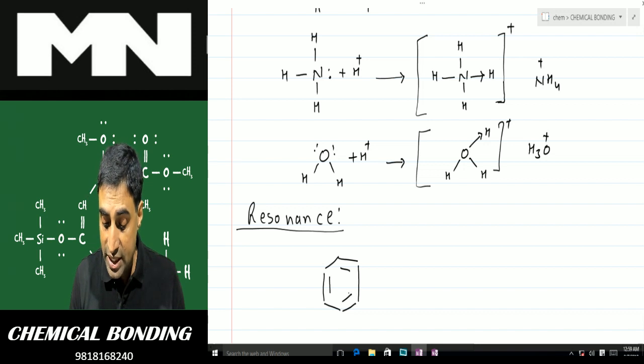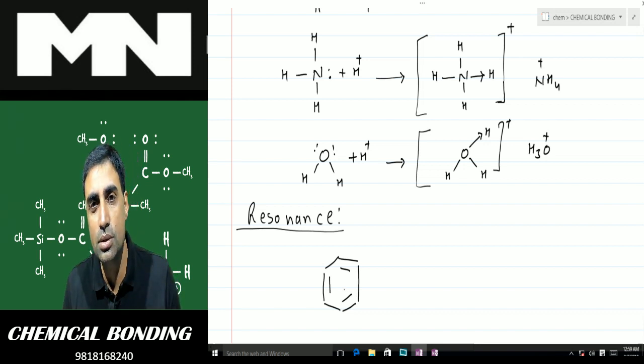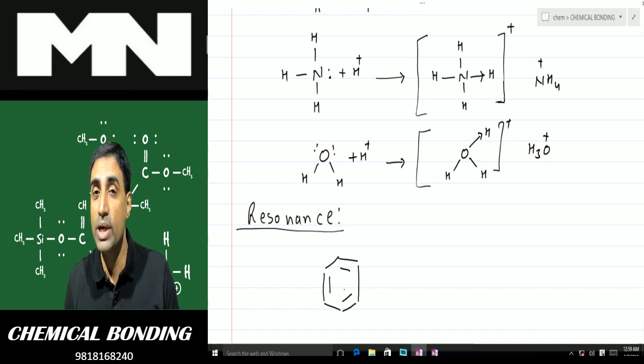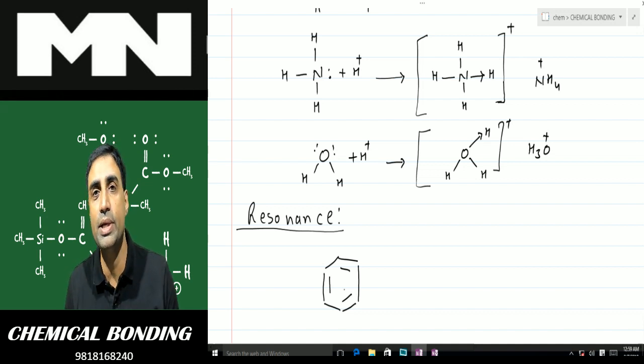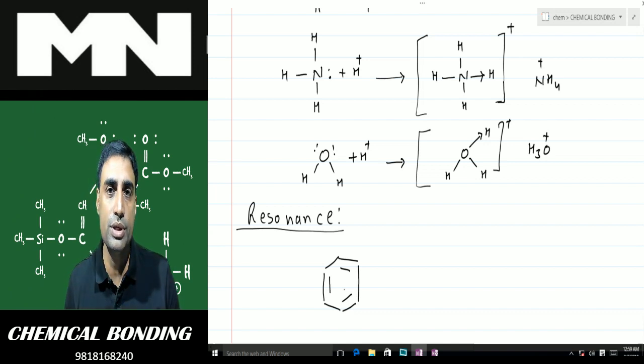Well, if benzene is like this, then it means three of the carbon-carbon bonds have to be double and stronger, whereas these three have to be single and weaker. Whereas it is observed that all carbon-carbon bonds are neither purely double nor purely single. They are 1.5 type bonds in strength and in length. That means there are molecules whose chemical and physical properties cannot be explained by a single structure, and we need to draw more than one structure to explain all their properties. This phenomenon is known as resonance.